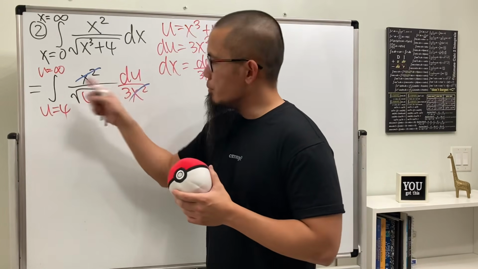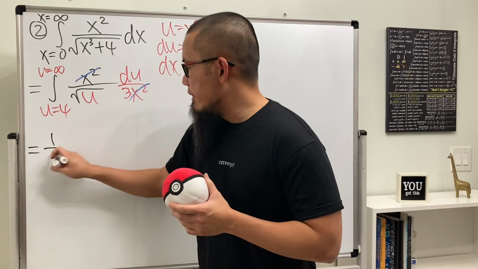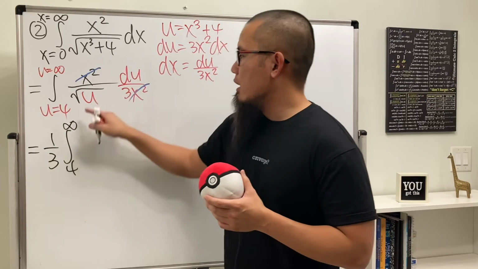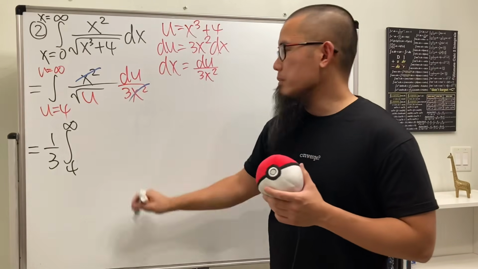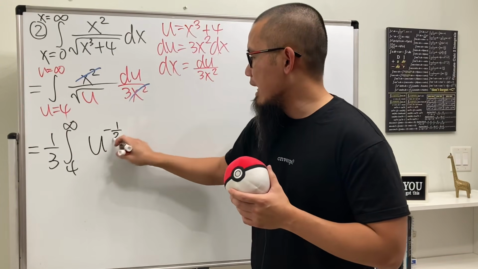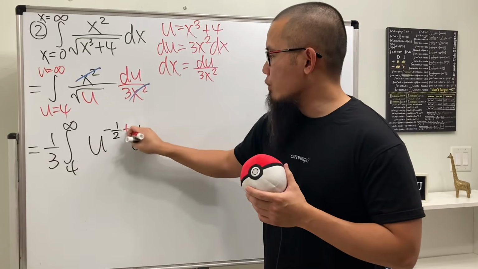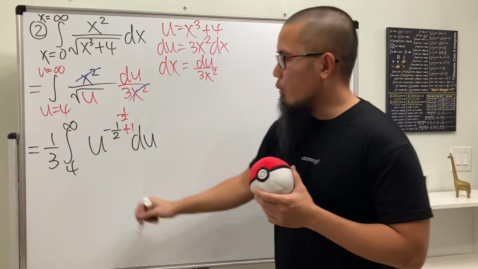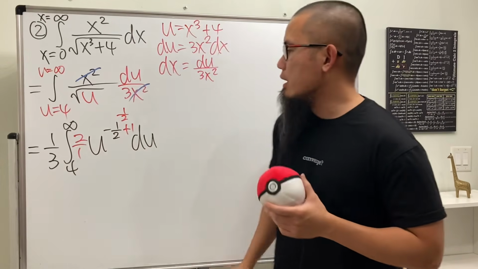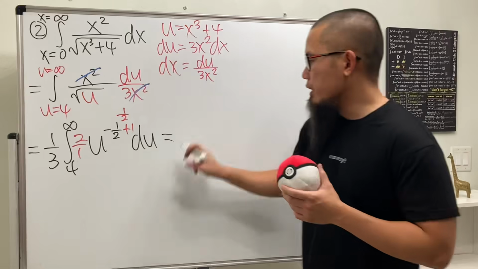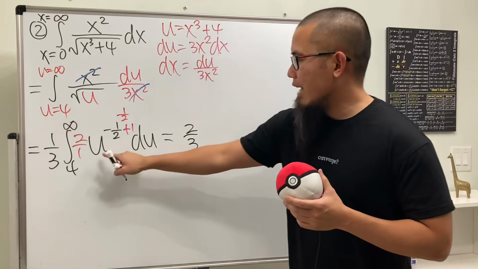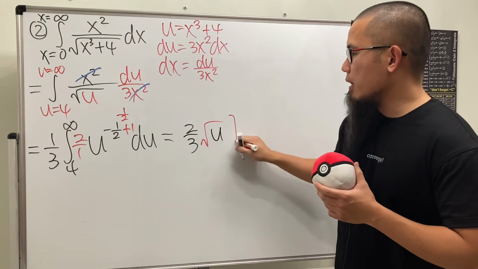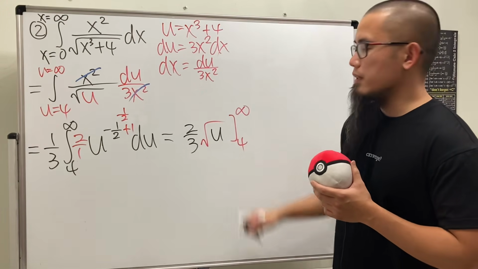We have 1/3, put it on the outside, and then we have the integral going from 4 to infinity. Square root of u on the bottom is the same as u to the negative 1/2. Then add 1 to the power, which gives us 1/2, divided by the new power, which is the same as multiplied by 2 over 1. So we get 2/3, and then u to the 1/2 power, and that's just square root of u, and then we will plug in the 4 and also the infinity.